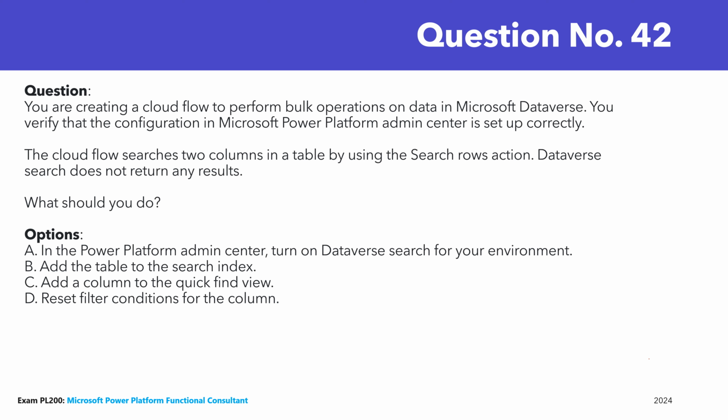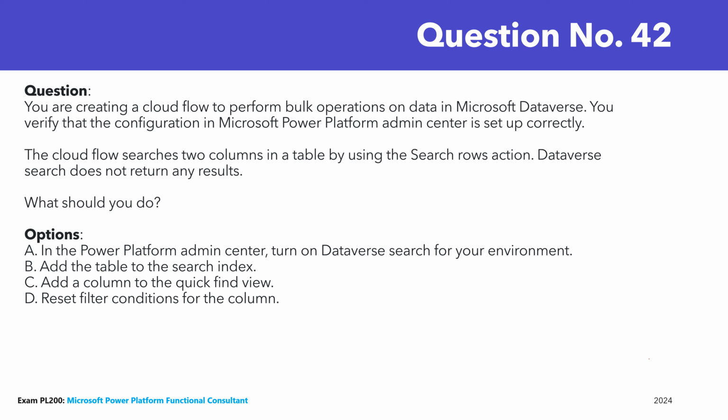Question. You are creating a cloud flow to perform bulk operations on data in Microsoft Dataverse. You verify that the configuration in Microsoft Power Platform Admin Center is set up correctly. The cloud flow searches two columns in a table by using the search rows action. Dataverse search does not return any results. What should you do?